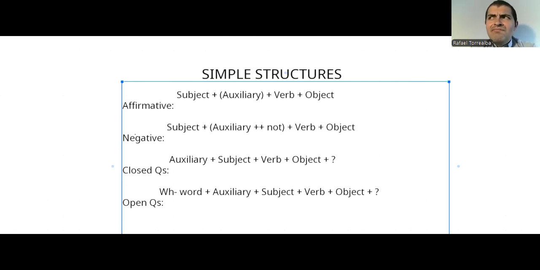But what tense is it? Is it present continuous? Is it past continuous? I need to use the auxiliary correctly to indicate the tense. I am cooking pasta. That's present. I was cooking pasta. That's past.